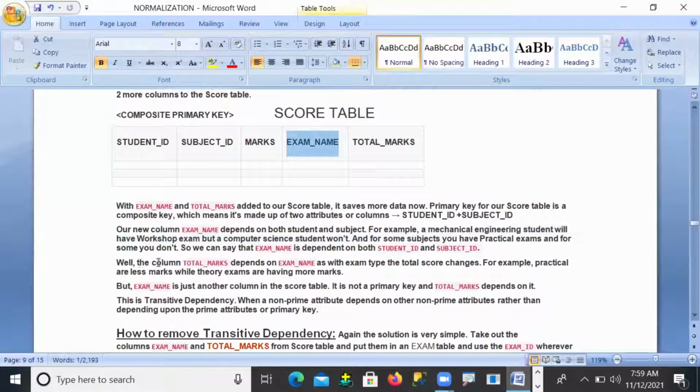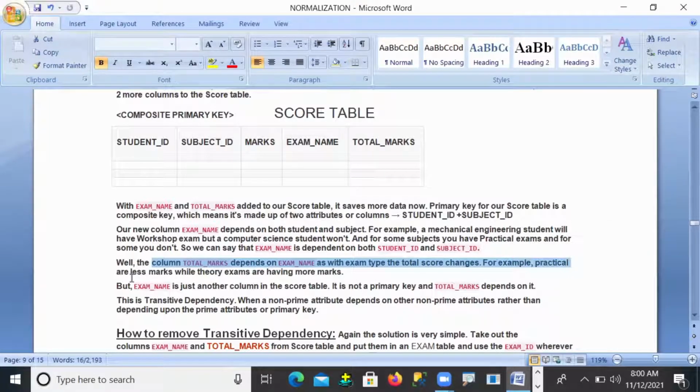Whereas the column total marks depends on examination name, as with exam type. I said exam type means either theory exam or practical exam. As per exam type, the total score will be changed. For example, practical exams have fewer marks, while theory exams have more marks. So examination wise, your total marks will be changed. Practical exam total marks is something, theory exam total marks is something. Yes or no? It depends on your examination name.